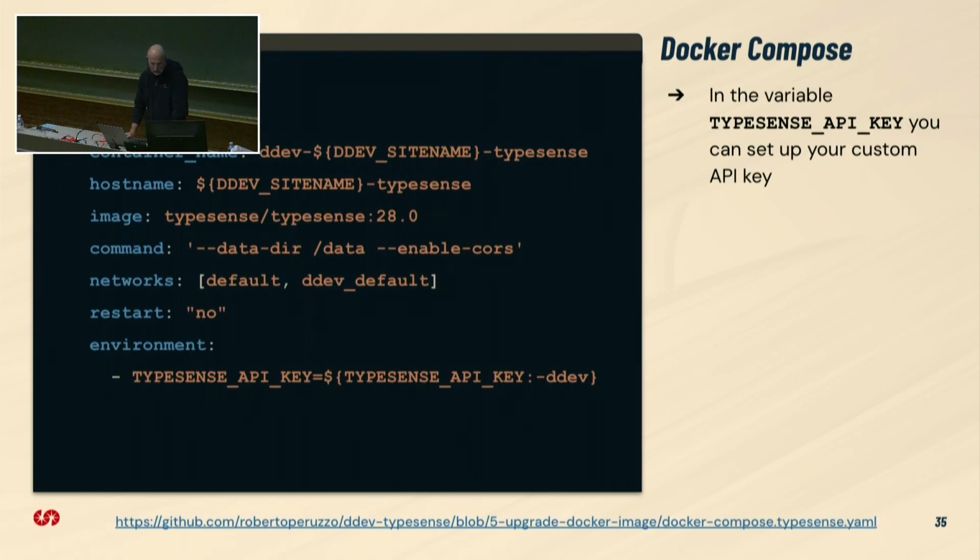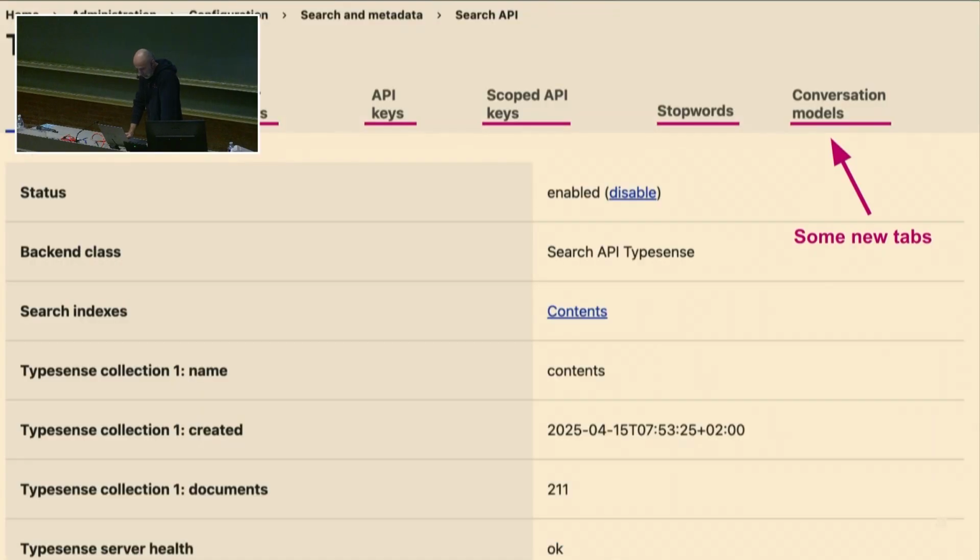Okay, yeah, this is the Docker Compose. And here you see the Typesense API key, and it's an environment variable where you can set it up. In this case, we have ddev as default, but it's up to you to update this. Once you have created the server, we have some new tabs over there, and we have some metrics about the server, CPU and memory, and so on.